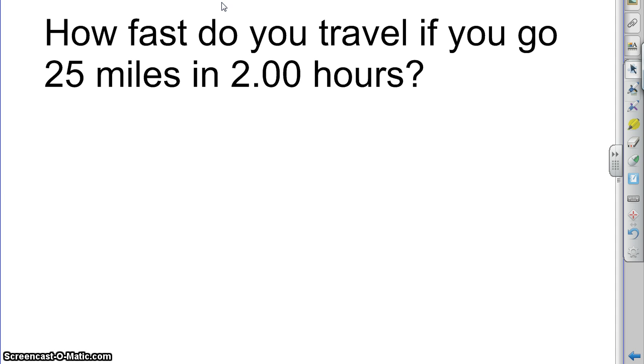How fast do you travel if you go 25 miles in 2.00 hours? Now we all know immediately that the answer is 13 miles per hour, obviously. But if we didn't know that, how would we do it? And this is again one of those problems that seems really easy. Why are we doing it? Because we can do it in our heads. But there will be more complicated problems later, so we need to know the process.